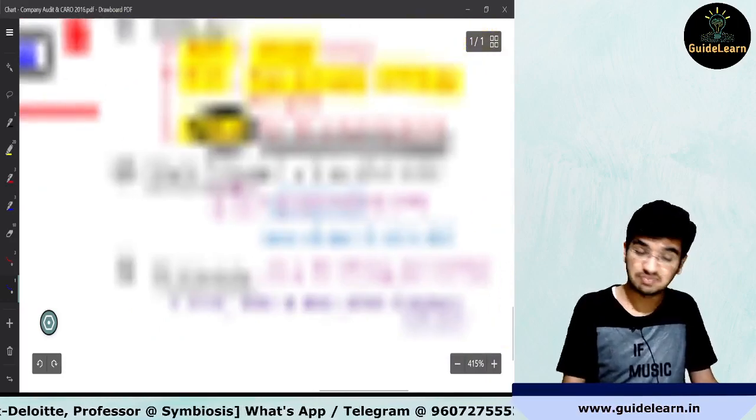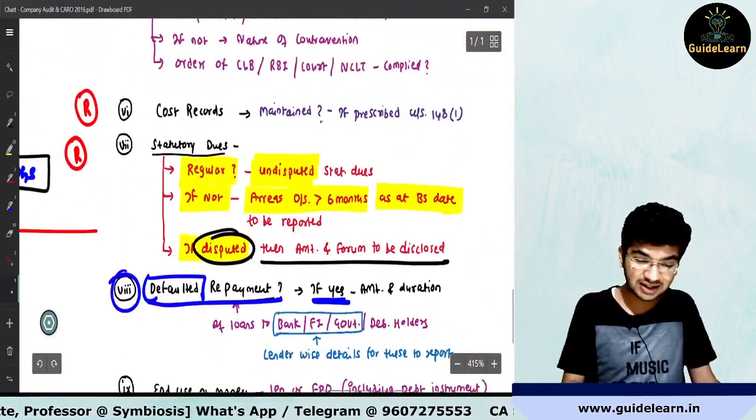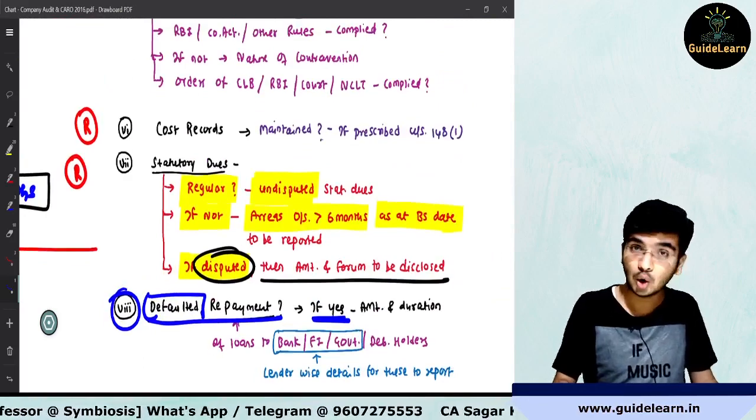Clear? So again, this is an important clause, but not that important as compared to clauses 7, 1 and 2. Okay, clear with this.